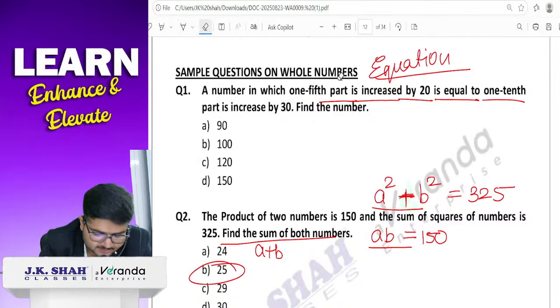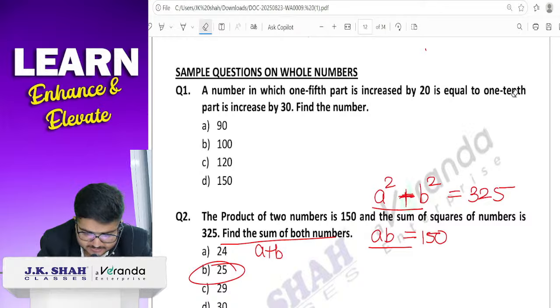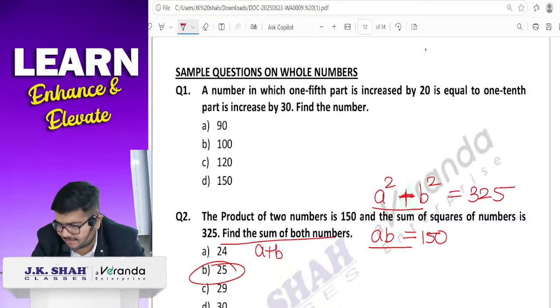Sir, we have a fear of such questions. I understand, but please understand, this is very basic. If you understand maths very clearly, you don't have to learn maths, you have to understand the concepts, understand the numbers, then the maths will be very easy for you.